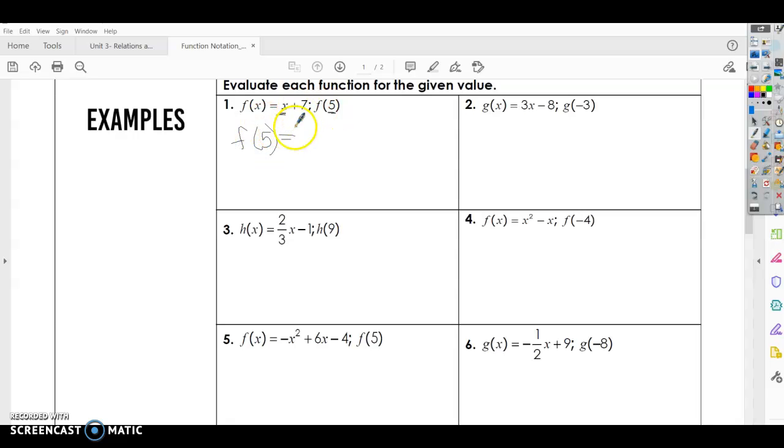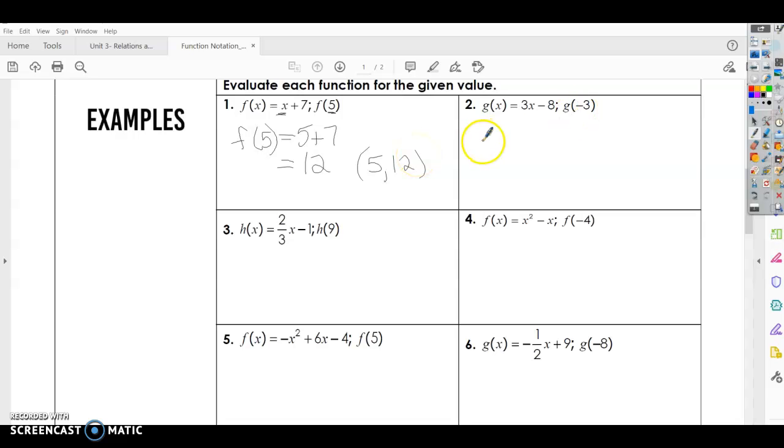f of 5 equals 5 plus 7. So 5 plus 7 is 12. That is our output, or f of x equals 12. So 5 would be our x, 12 would be our y. 5 would be the input, 12 is the output. Again, if we graphed this equation, this ordered pair would be on that graph.